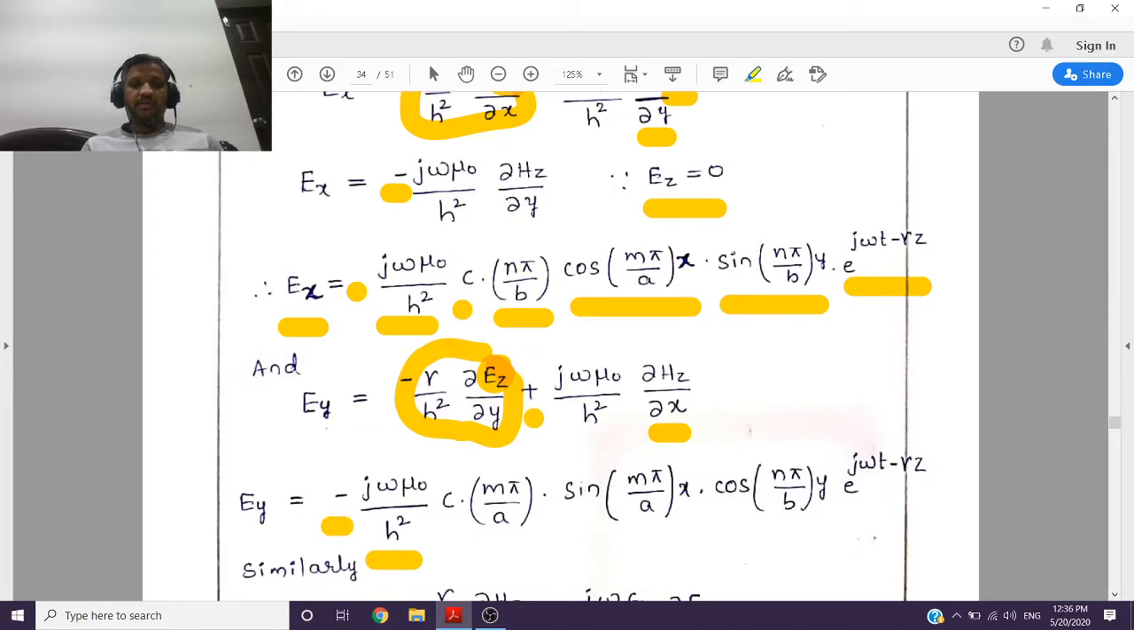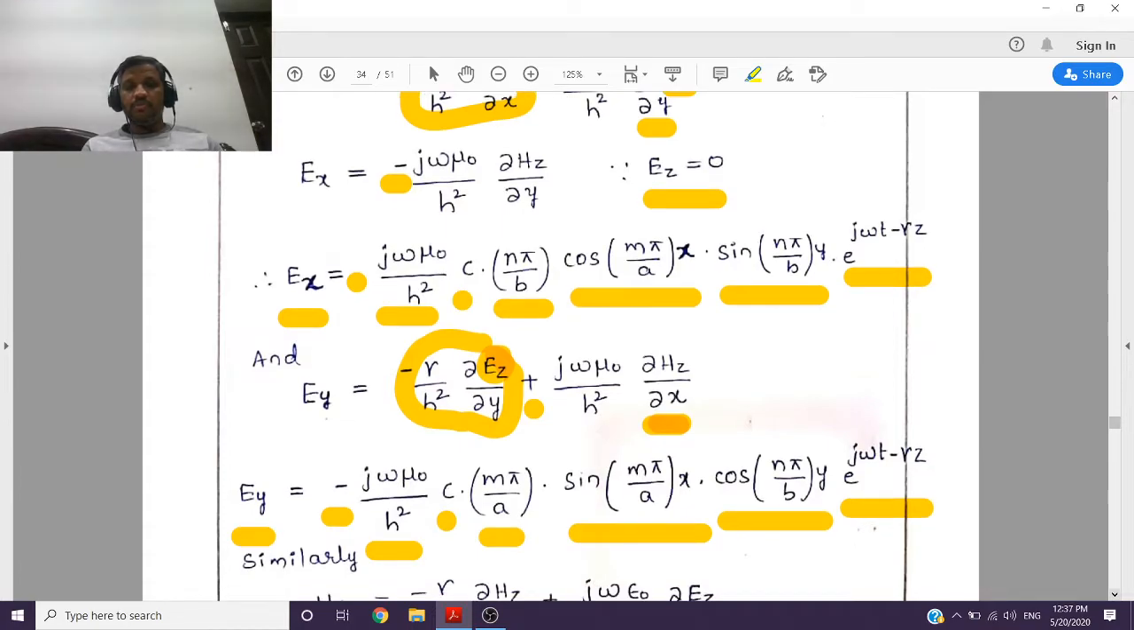So that minus I am writing here, minus j omega mu naught by h square into c, which is just a constant, and cos of n pi by b into y is just a constant because that differentiation is with respect to x. E power j omega t minus gamma z is also a constant. But this cos of m pi by a into x, you have to differentiate with respect to x. So you will get minus sine of m pi by a into x into m pi by a. This is the expression for Ey: minus j omega mu naught by h square into c into m pi by a into sine of m pi by a into x into cos of n pi by b into y into e power j omega t into e power minus gamma z.